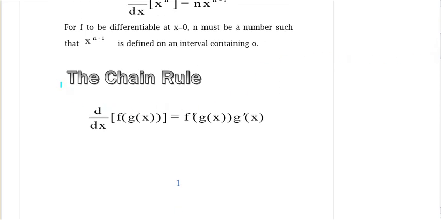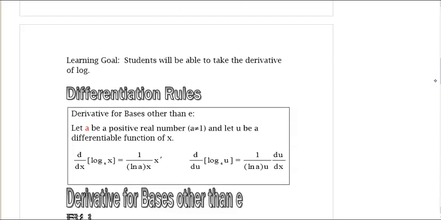Remember that we are going to be using probably some chain rule. What that means is this: if I take the derivative of a function within a function, I'm taking the derivative of the outside times the derivative of the inside. Okay, let's see what other formulas we have.